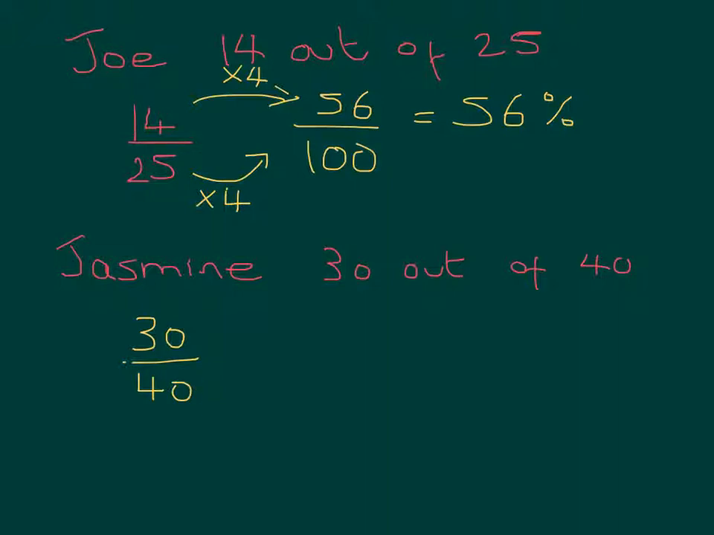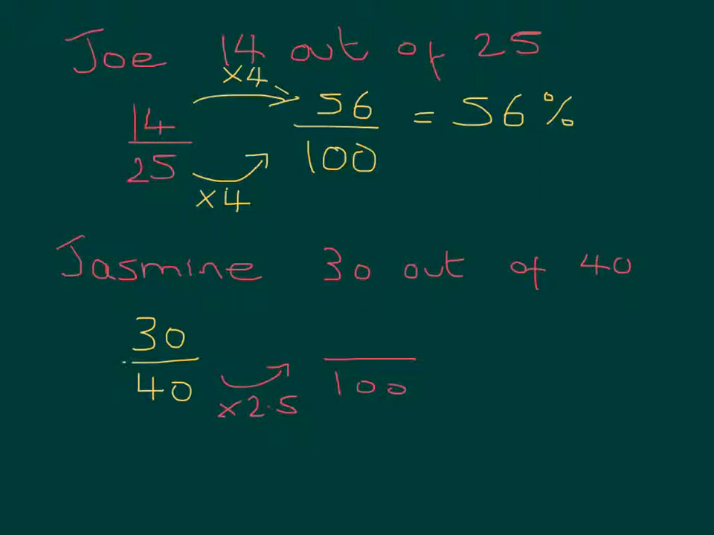And now I need to be able to turn this into a hundredth, really. So I can't really easily turn 40 into 100. Well, I suppose I can, actually. I could turn it into 100 by saying, okay, let's times that by 2.5. That would get me into 100. That's one way of doing it.